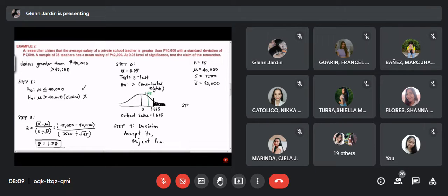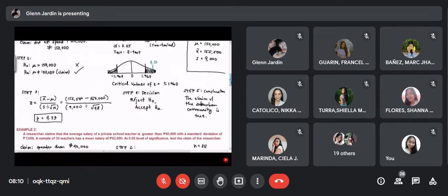Okay? So, step 5, pwede nating sabihin dito sa step 5, sa conclusion, kung yung claim ba ay true or false. Since na-reject yung claim natin na nasa HA, kasi nga, reject yung HA, so the claim, sino ba yung nakiklaim dito? The claim of the researcher is false. Okay? So, pwede nating sabihin na ang claim nitong researcher na ang average salary ng private school teacher daw is greater than 40,000 is false. Okay? Kasi na-reject yung claim which is located at HA.